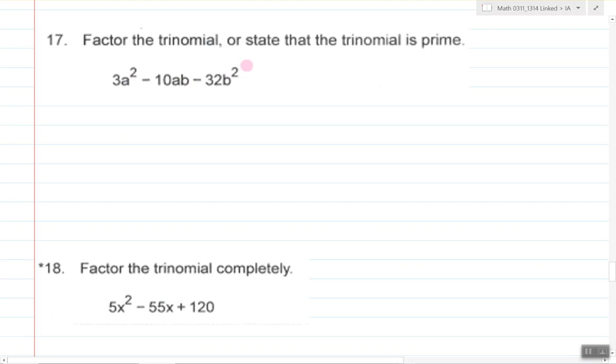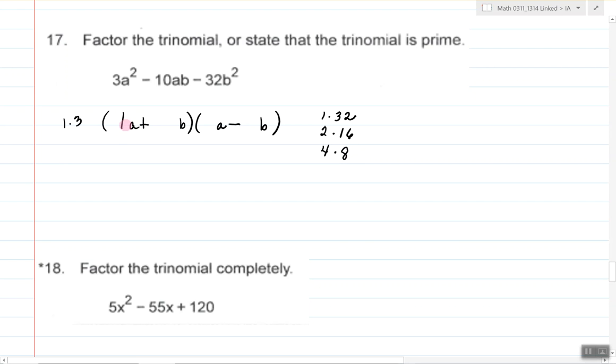Look at all the terms, no common factor. The last sign is negative. That means 1 plus and 1 minus. I may or may not have them in the right spot. I need A's with the first, but because of this, I need B's with the second. 3, well, there's only one way to get 3, 1 times 3. But to get 32, it could be 1 times 32. 2 goes in there 16 times. 3 doesn't go into 32. 4 goes in there 8 times. So those are my choices.